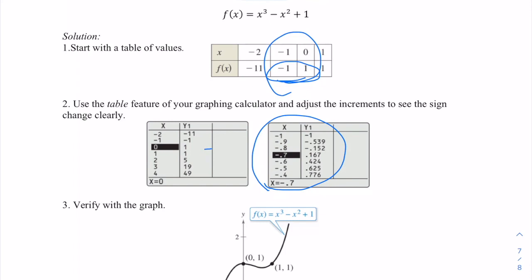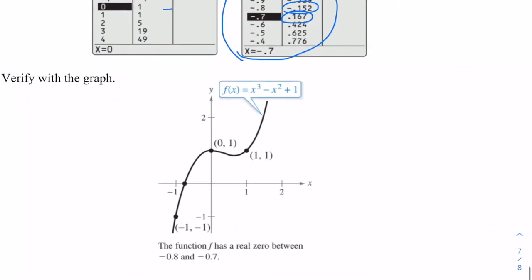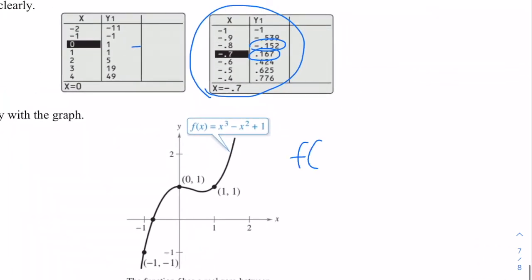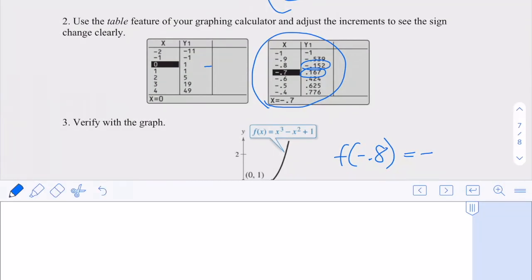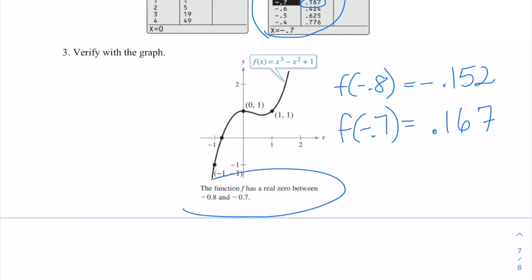And what you can start to see is it's negative right here, and then it starts to become positive. So when you plug in -0.8, you get -0.152. When you plug in -0.7, you get positive 0.167. So since there's a sign change there, the 0 must exist between -0.8 and -0.7.